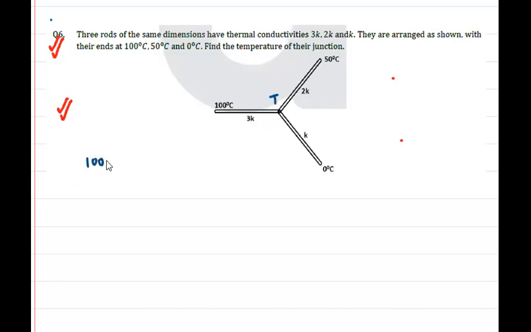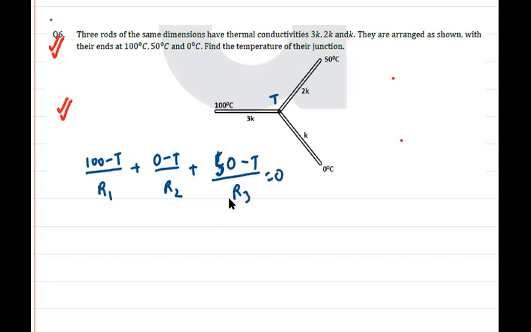So we know that (100 minus T) by R1 plus (0 minus T) by R2 plus (50 minus T) by R3 is equal to zero, right? Yes or no? I didn't care about direction. I just took this as a sink, okay, as a sink, right? So I1 plus I2 plus I3 is equal to zero.